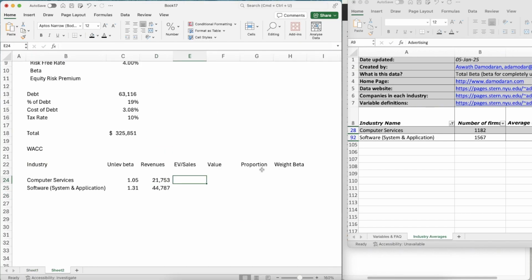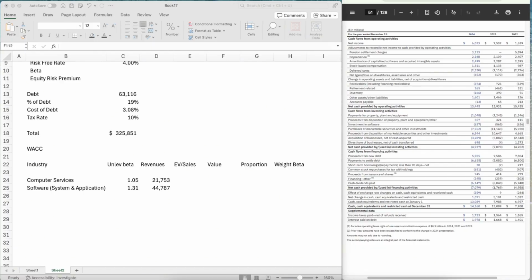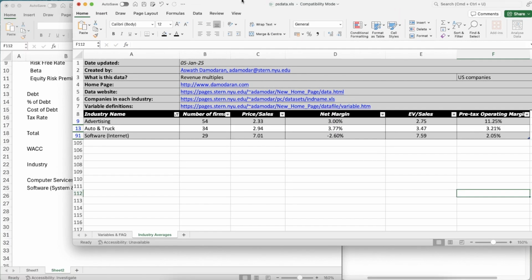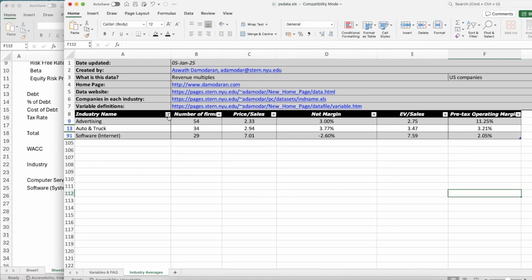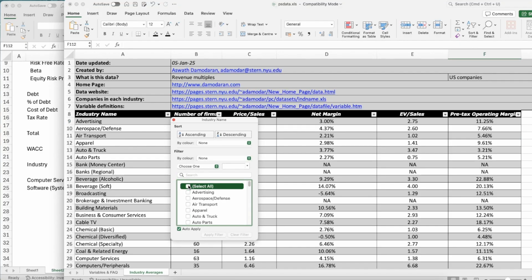Okay. Now the EV to sales, we pull up this other spreadsheet, which shows the EV to sales ratio for lots of different industries. We said computer services.